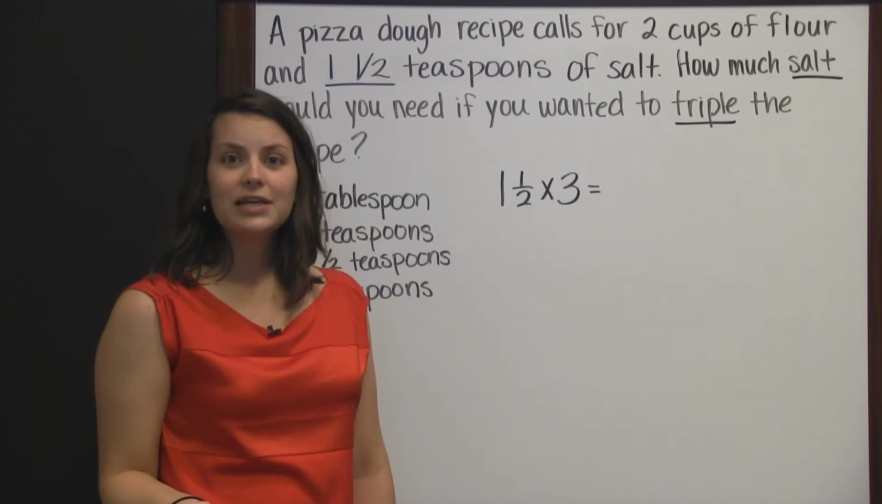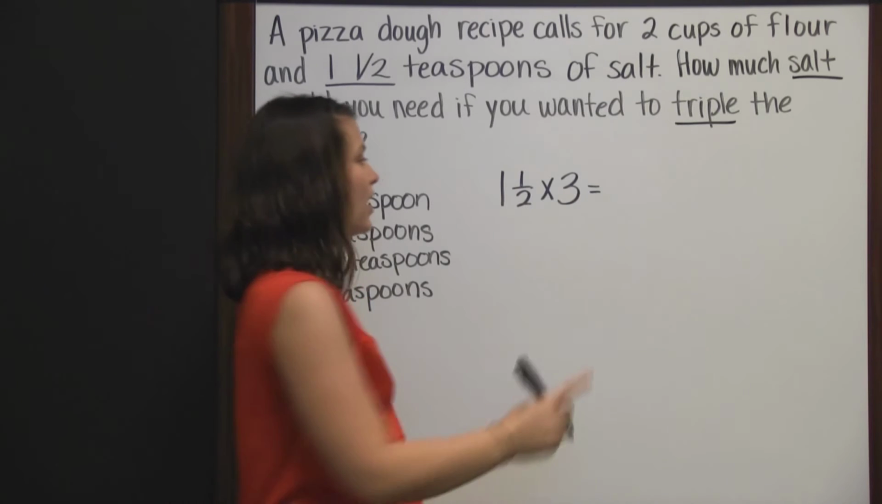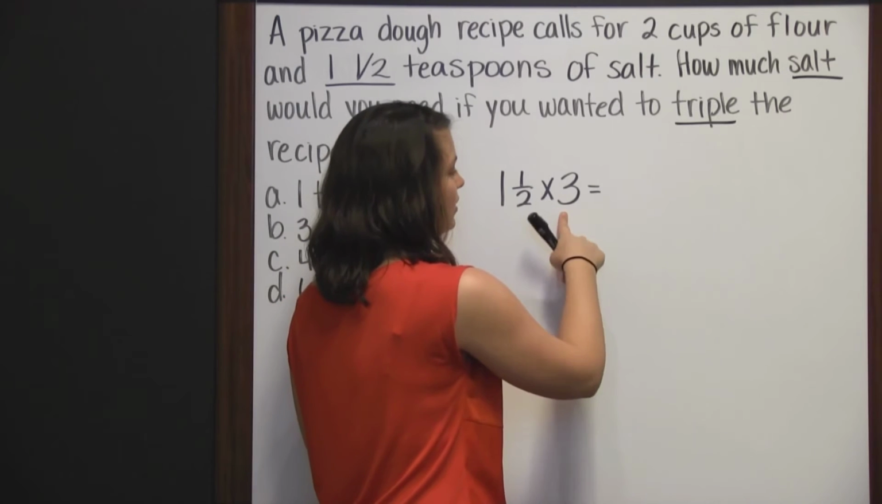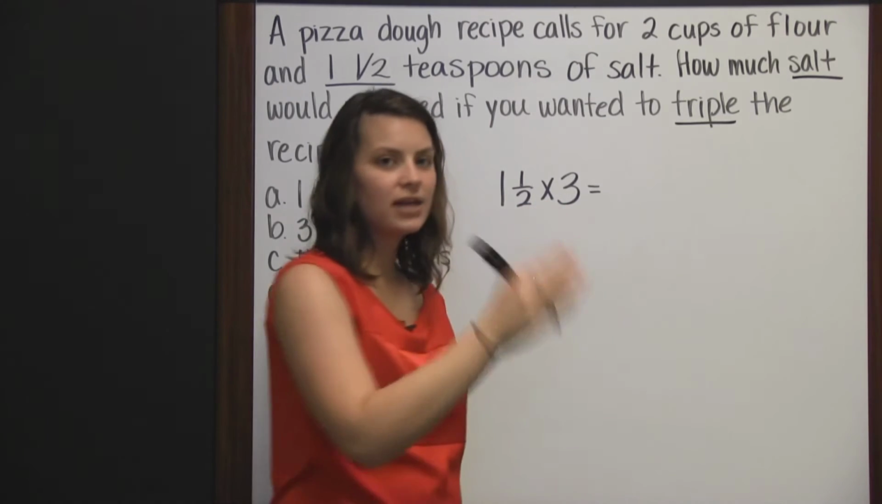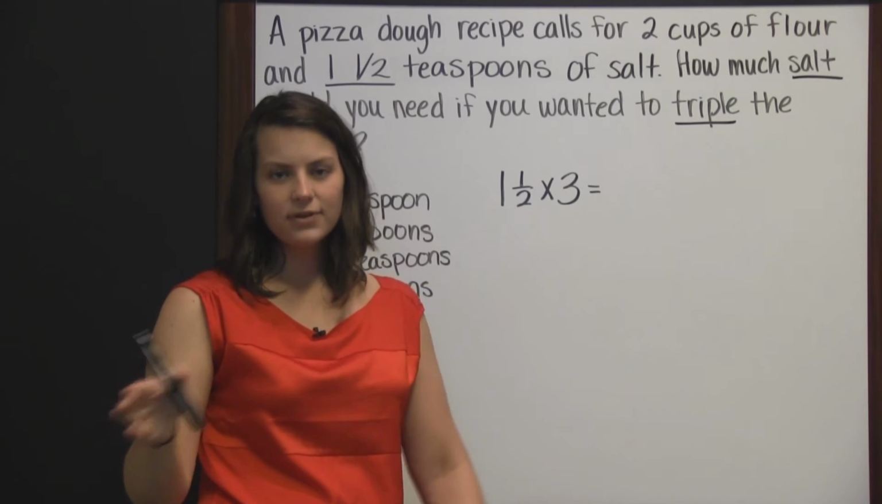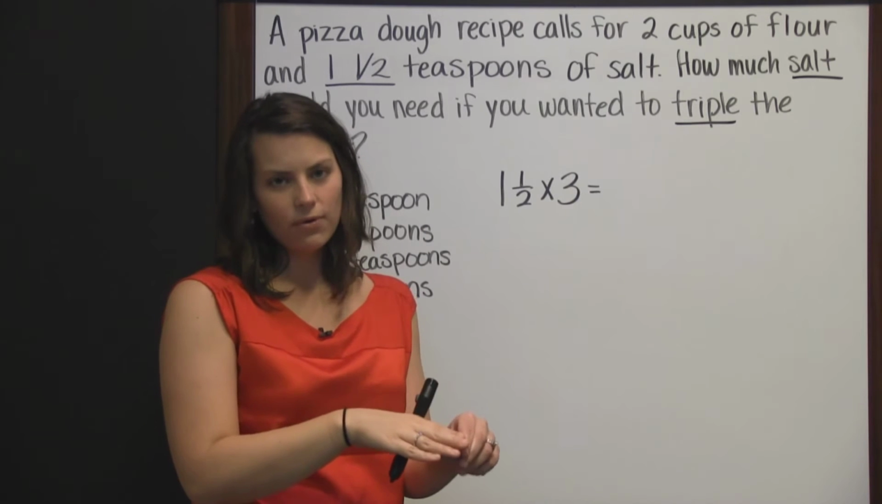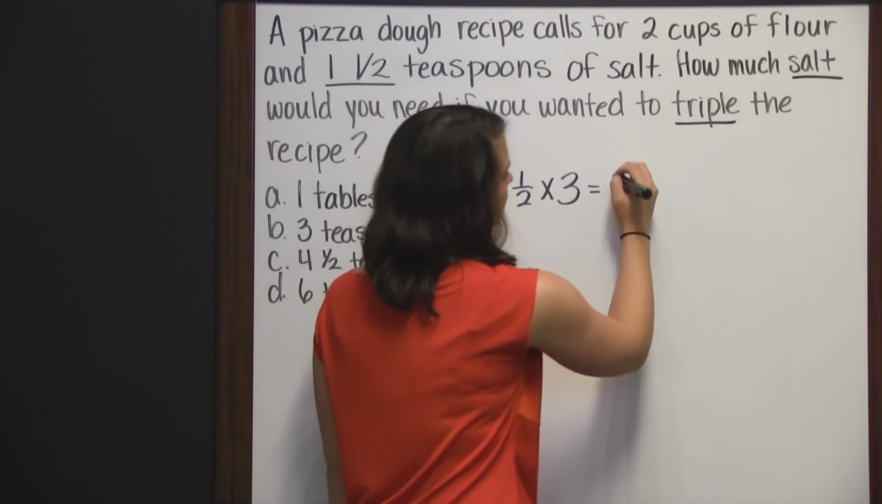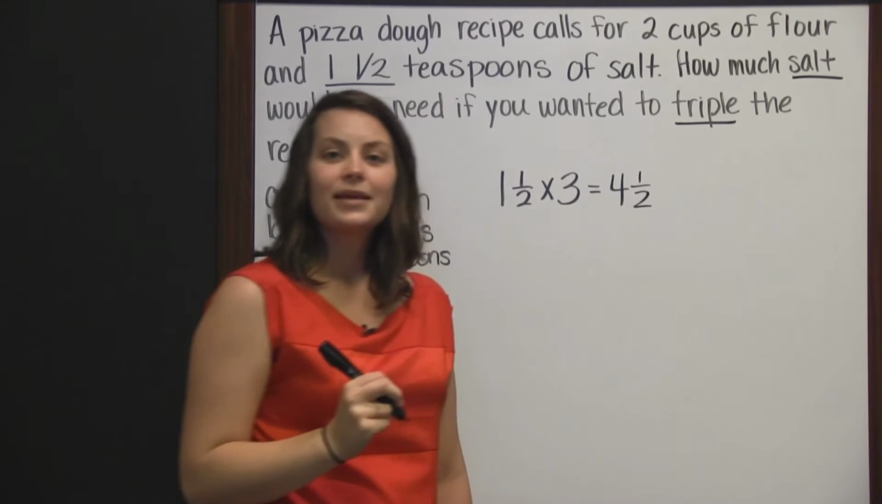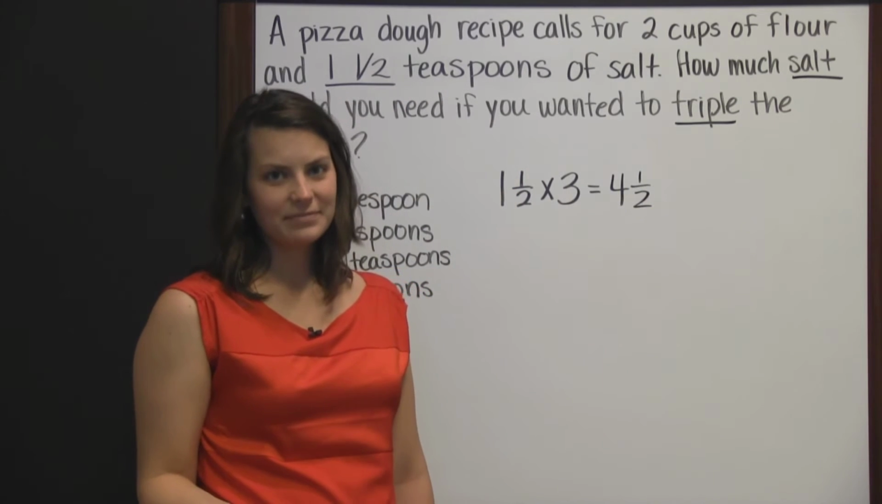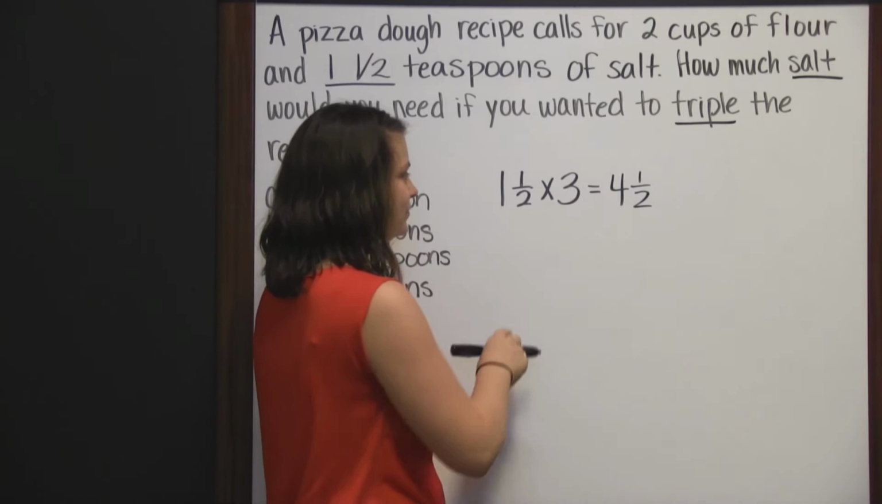Now some people can do this in their head. They can multiply 1 times 3, that's 3. If you have 1/2 times 3, that's 1/2, 1/2, and 1/2. 2 of those halves make a whole, and then the other half, and you get 4 1/2 teaspoons. But to some people that's confusing. So let me show you another way.